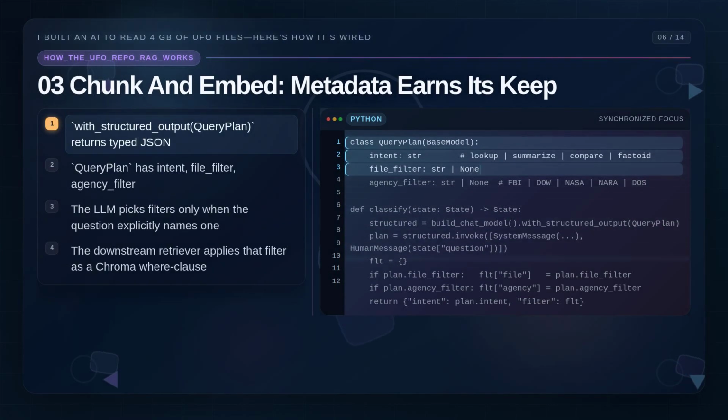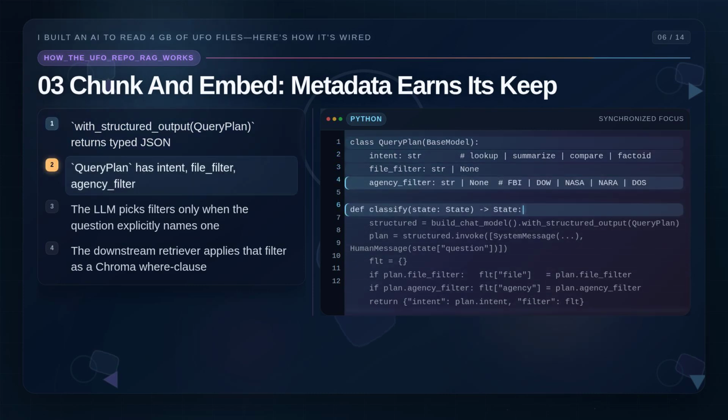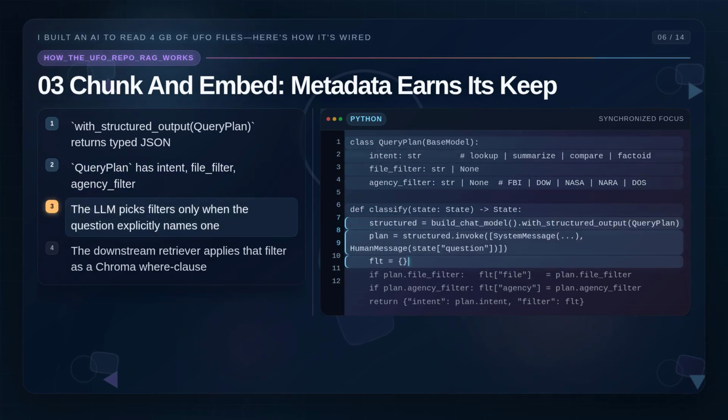3 details on this stage matter more than they look. First, chunk size of 1,000 characters with 150 overlap is the safe default for typed documents. Large enough to carry one coherent paragraph, small enough that retrieval stays precise. Second, BGE-small is the right embedding for a project that has to run anywhere, about 120 megabytes, no GPU required, and it's competitive with much larger models on this kind of structured retrieval.